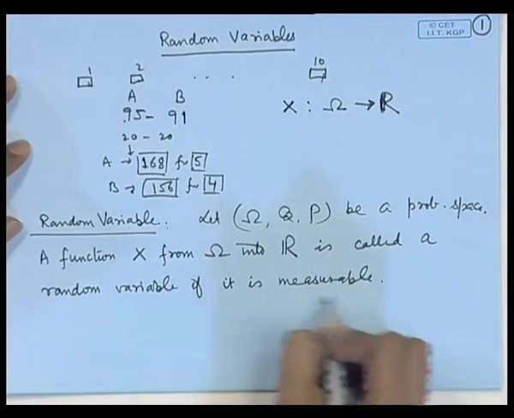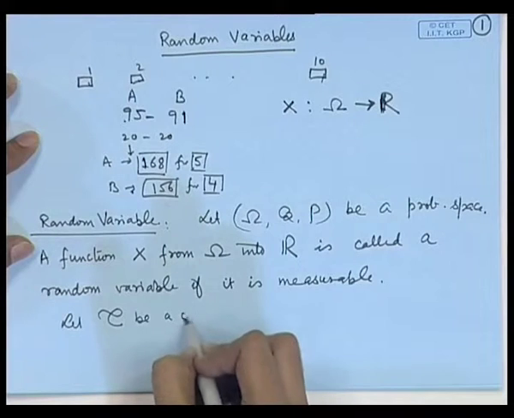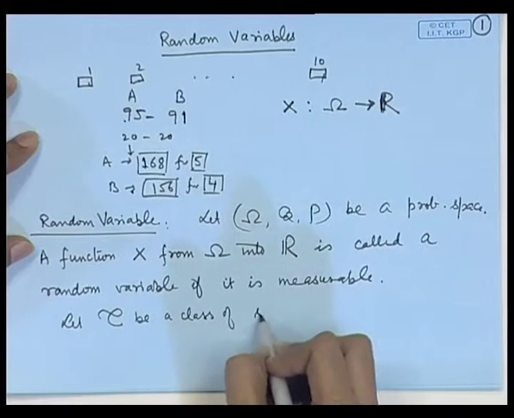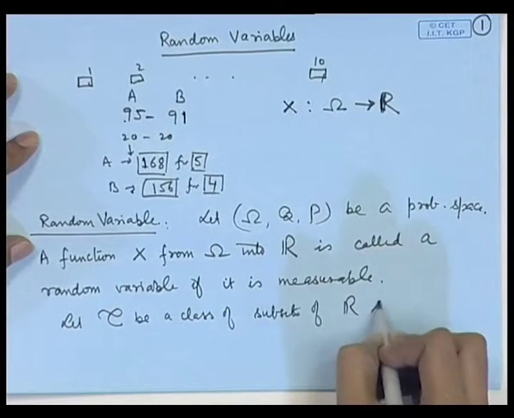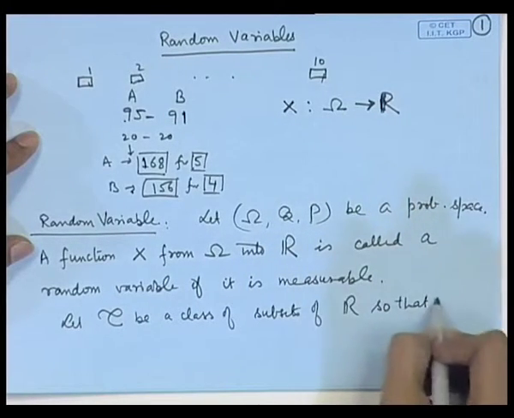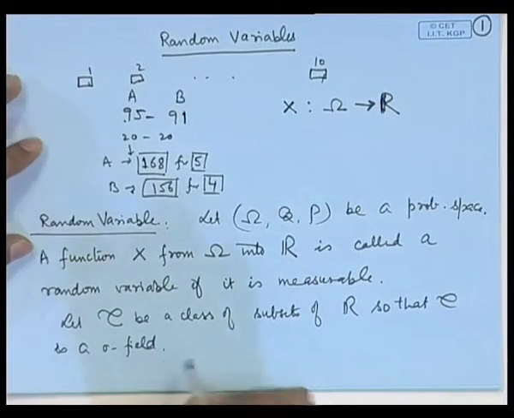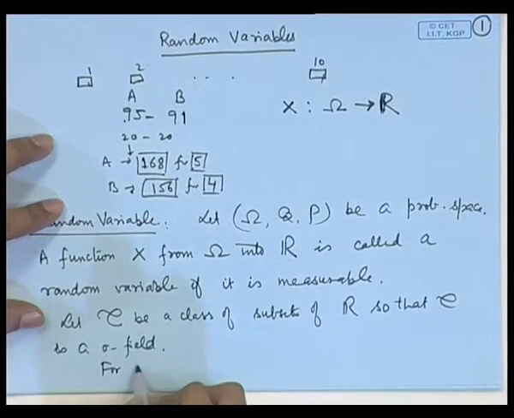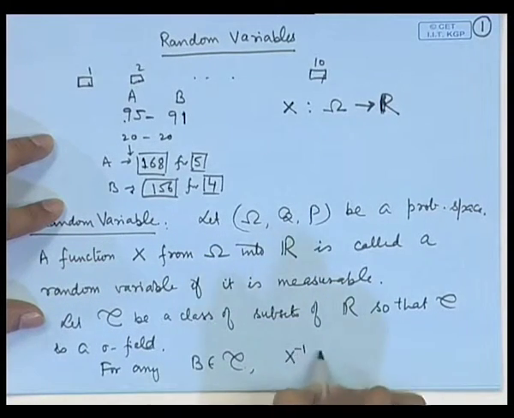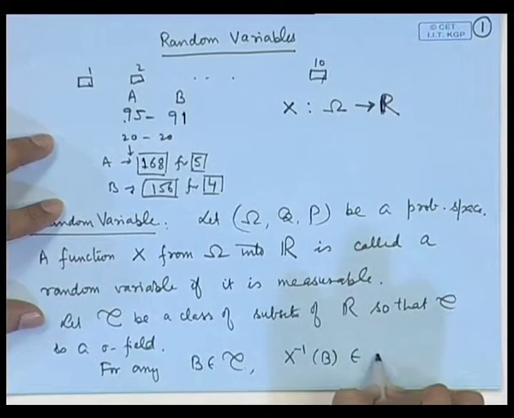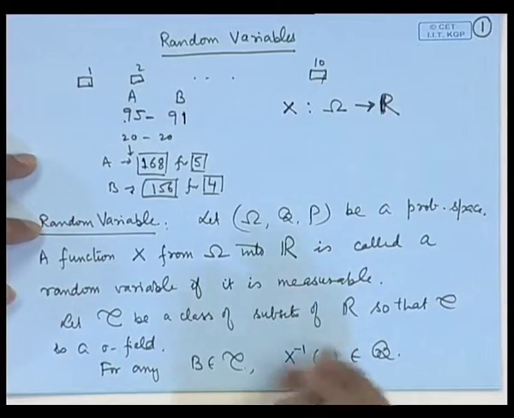To explain the condition of measurability, let C be a class of subsets of R, so that C is a sigma field. Then for any B belonging to C, X inverse B must belong to script B. This is the condition for measurability.